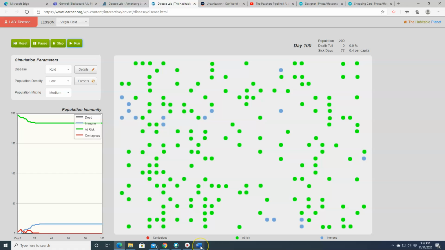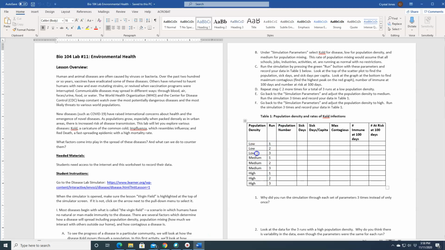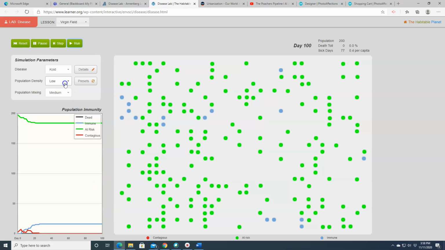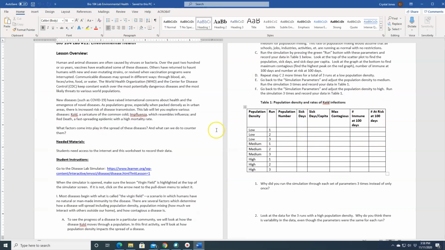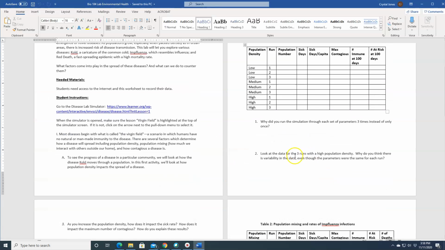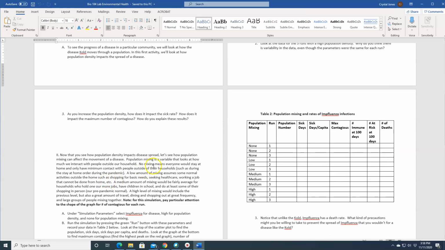So again, for the whole first part of the lab, you're just going to change the population density each time. You're going to leave population mixing the same, and you're going to leave the disease the same. Okay, so that's the first part. So you'll look at something mild like a cold. Then we're going to take a look at something different.